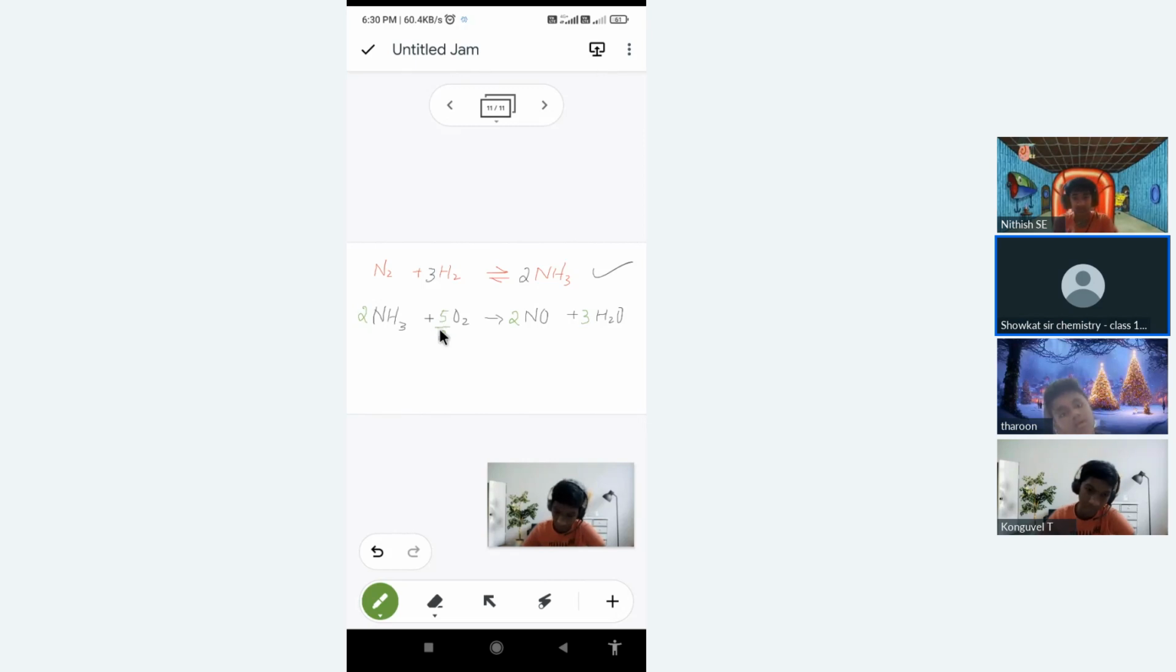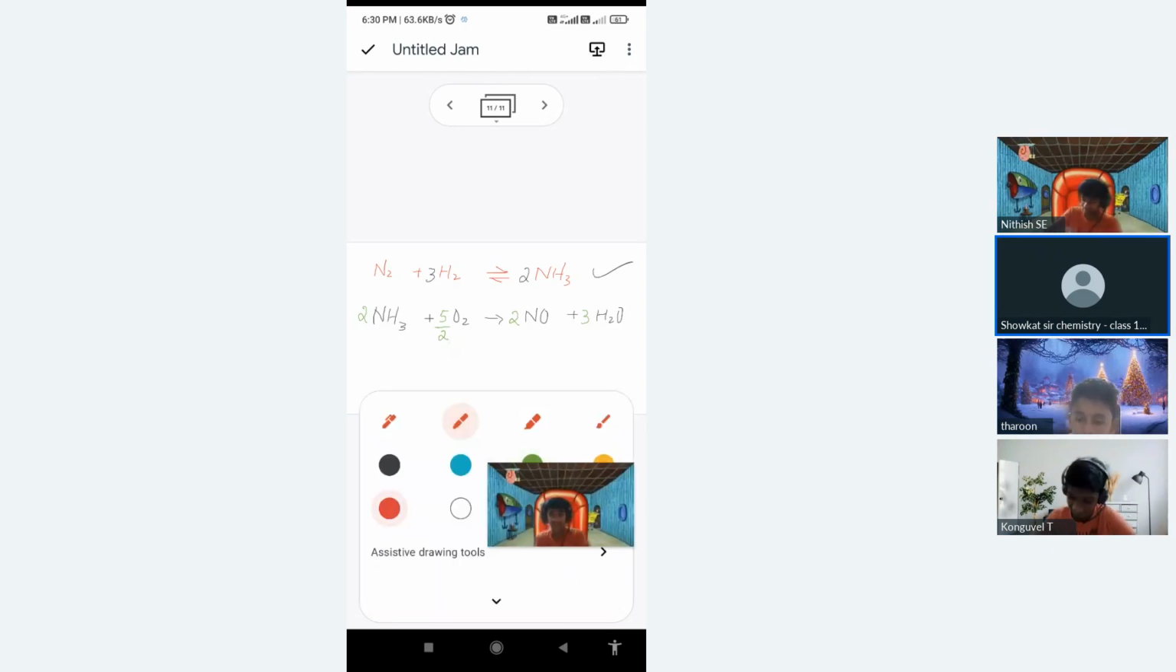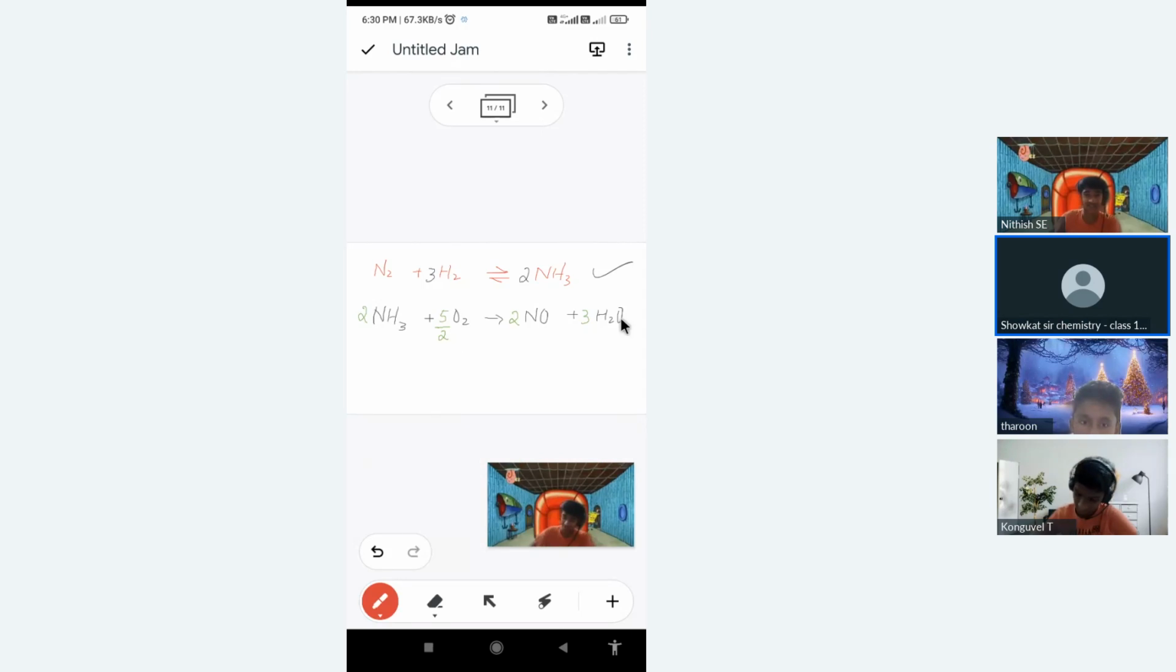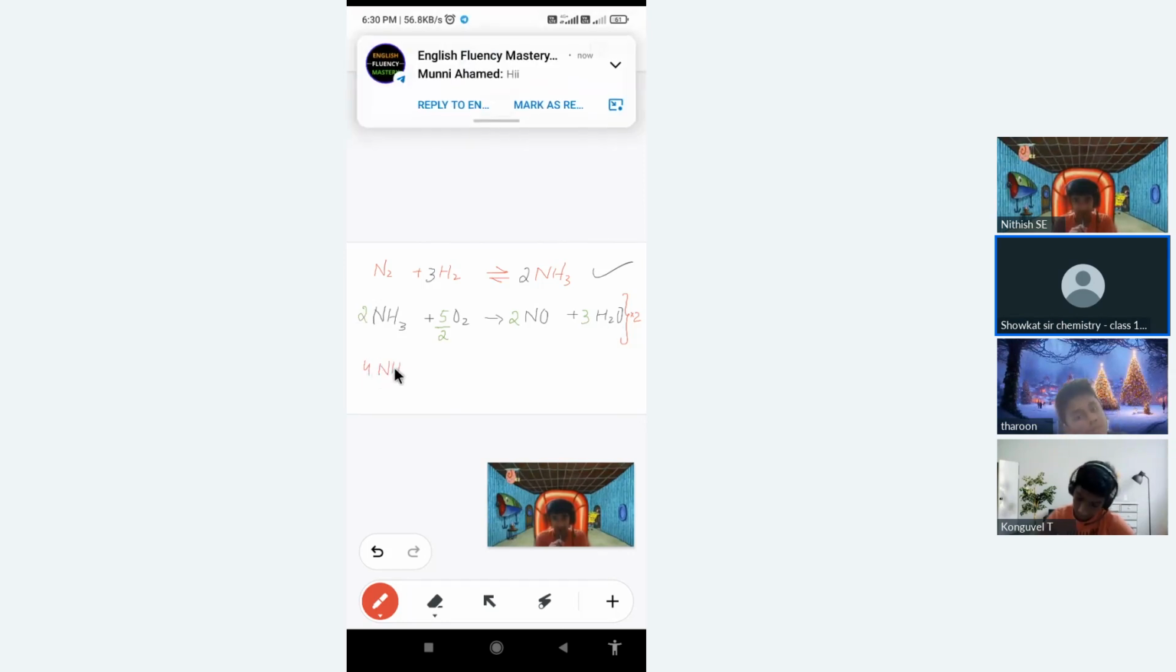But first of all, have you understood how to do this? Okay, I will tell you how to remove this fraction. Now, what you have to do after that, you have to multiply the whole equation by 2. So when you multiply by 2, 2 2s are 4. So you will write 4 times ammonia. And then 2 and 2 will get cancelled. So it will be now 5 times O2.